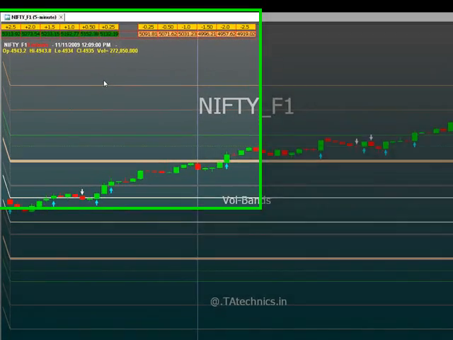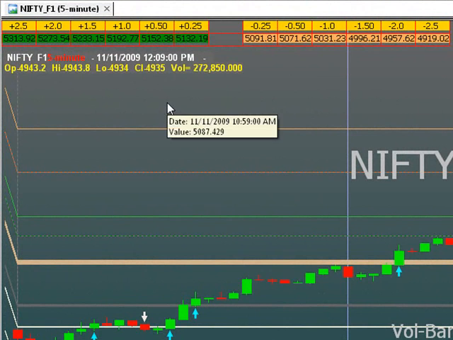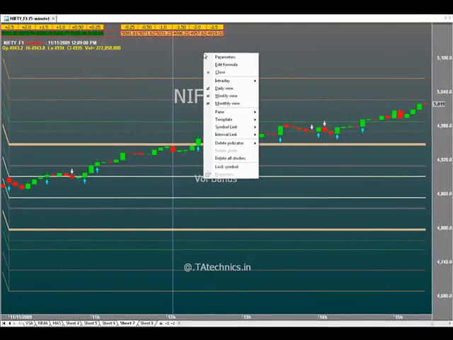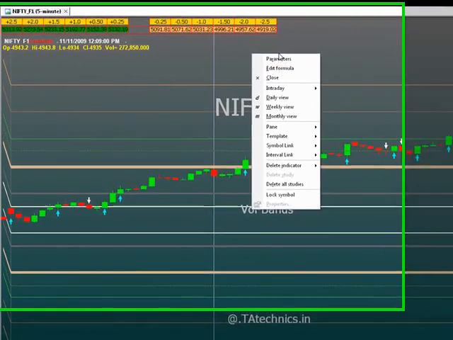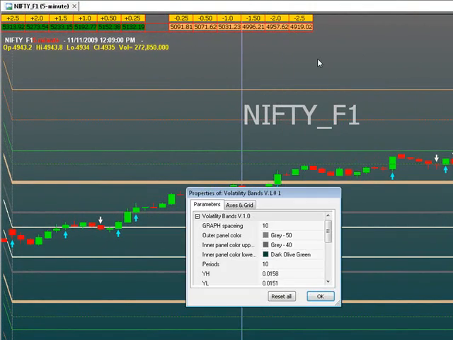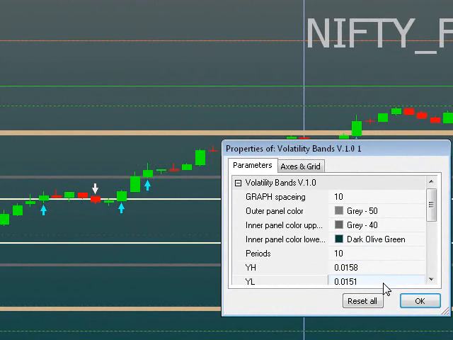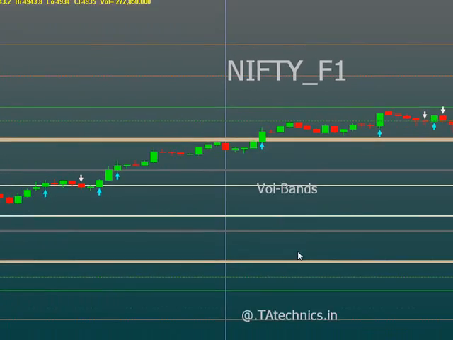Let us look at how the volatility band trading strategy worked for the 11th of November. We are using a 5-minute chart here. So the first thing is to enter the parameters for the volatility bands, which is the high and low parameters here. I've already set them here, so let's proceed with it.